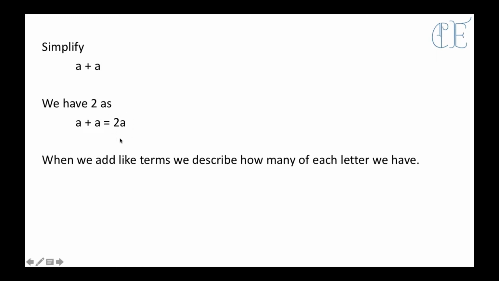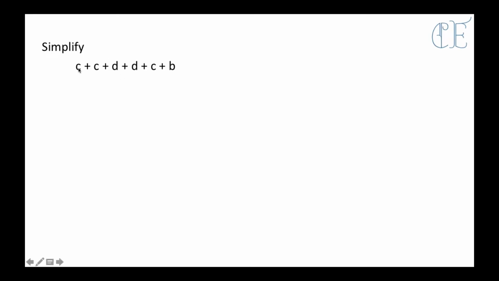Can you simplify this expression? a plus a. Well, we have two a's. a plus a is 2a. So you've got two of them, so we just write it like that. When we add like terms, we describe how many of each letter we have. So let's look at this one.